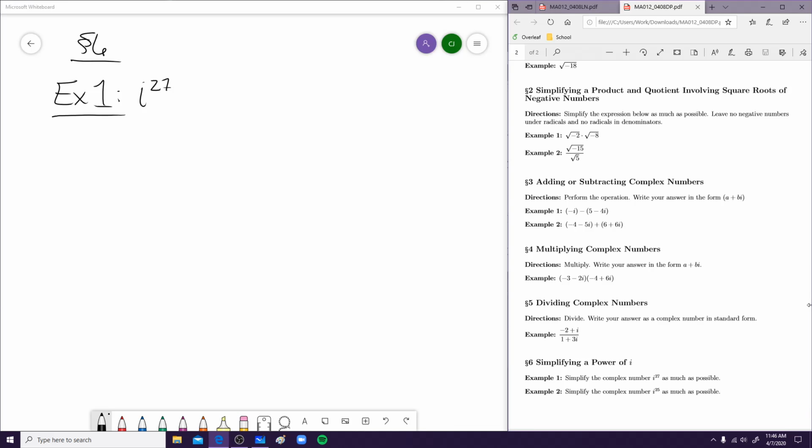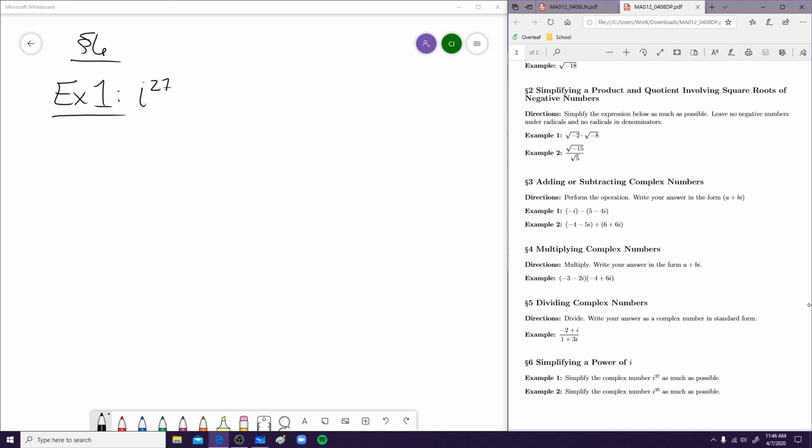So from previous sections, the highest power of i that we've seen is i squared. However, there will be times where you will see i with a power higher than 2. So for this section, we are going to learn how to simplify powers of i when they're larger than 2. So for example 1, we want to simplify the complex number i to the 27th as much as possible.